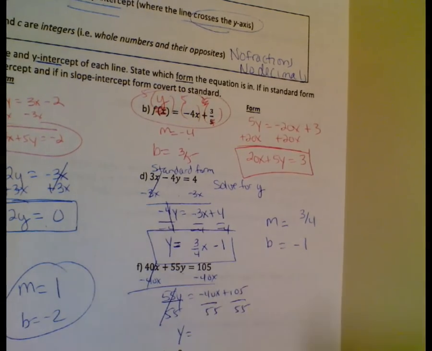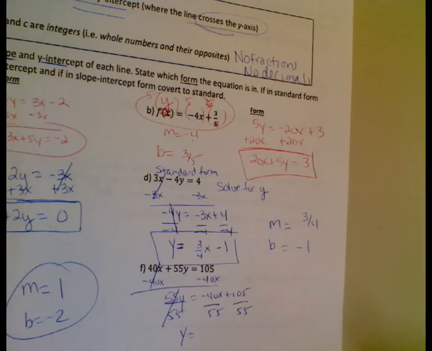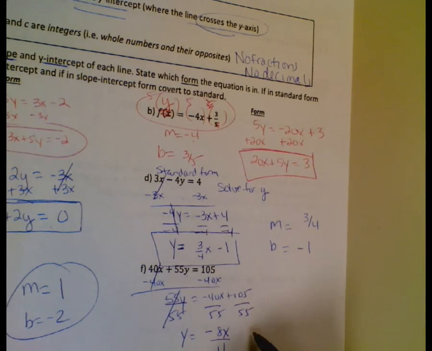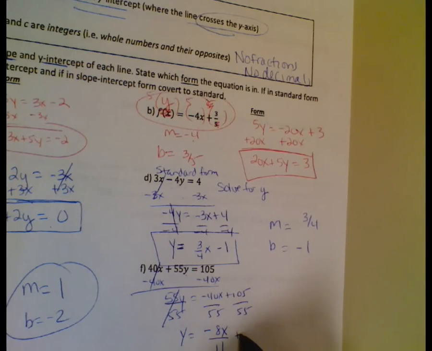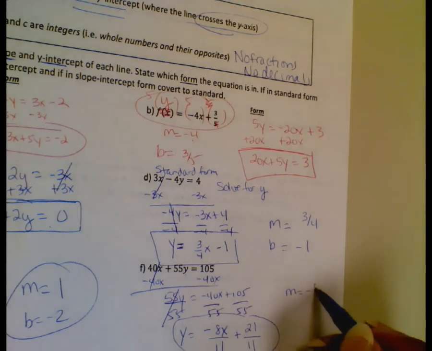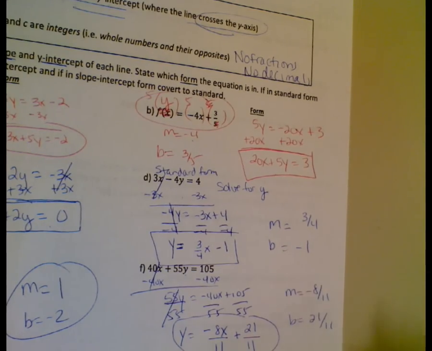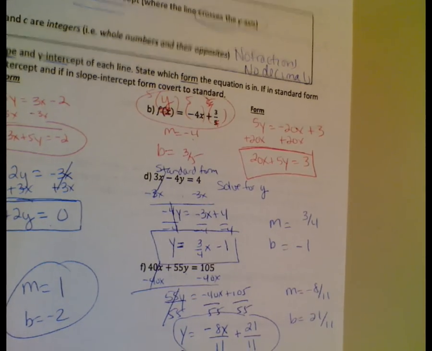What number goes into 40 and 55? Hopefully you're saying 5. How many times does 5 go into negative 40? Negative 8 times. How many times does 5 go into 55? 11 times. 5 goes into 105 21 times. 5 goes into 55 11 times. This is slope-intercept form. The slope is negative 8/11, and the y-intercept is 21/11. Ugly answer. Sometimes that happens.